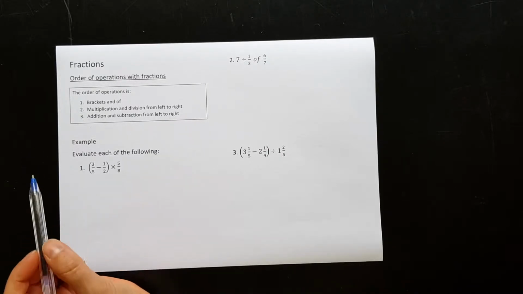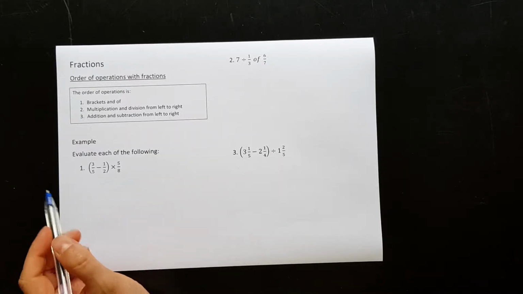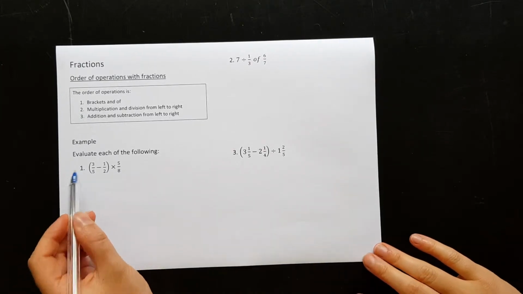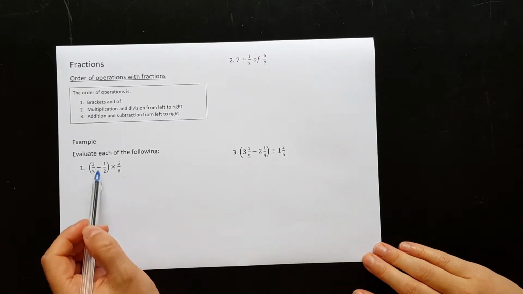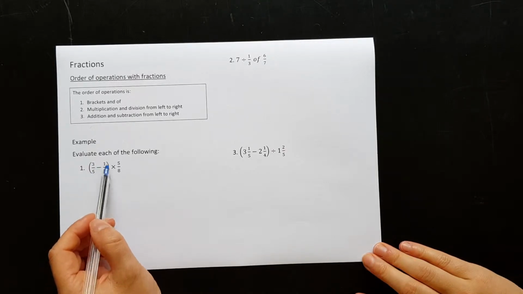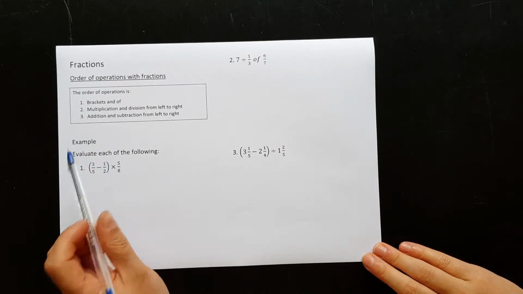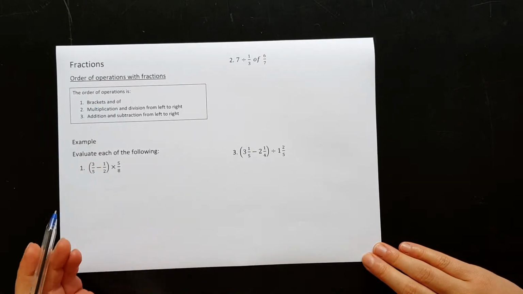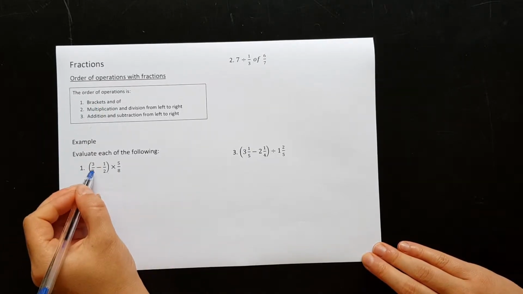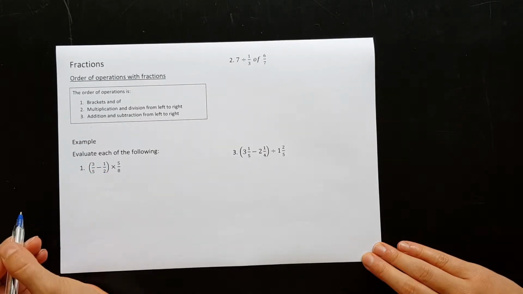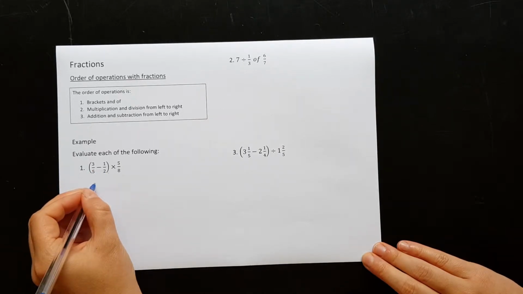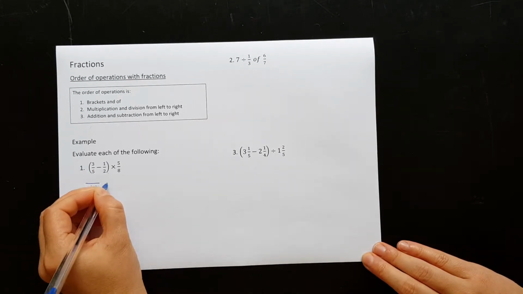Okay? So let's have a look at these questions. For question number 1, we have two fractions being subtracted, but they're in brackets. So because they're in brackets, that jumps up to the beginning of the list. We have to do the brackets first. Okay, so to work out what is in the brackets, we are subtracting, so we need a common denominator. So 5 and 2, the common denominator will be 10.